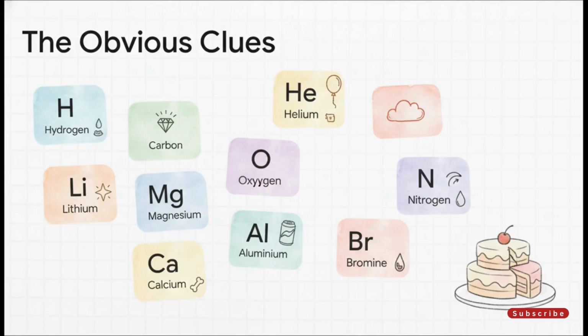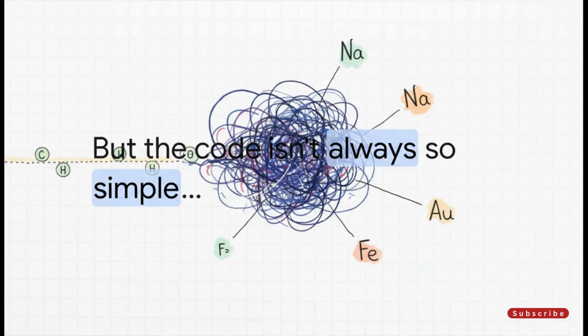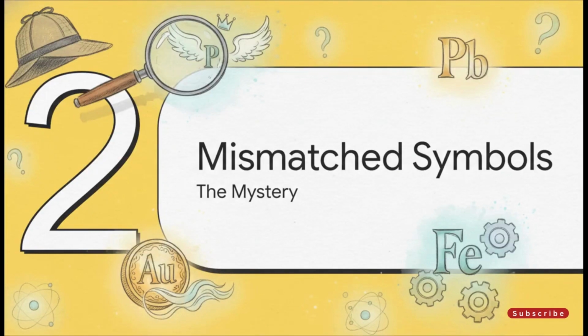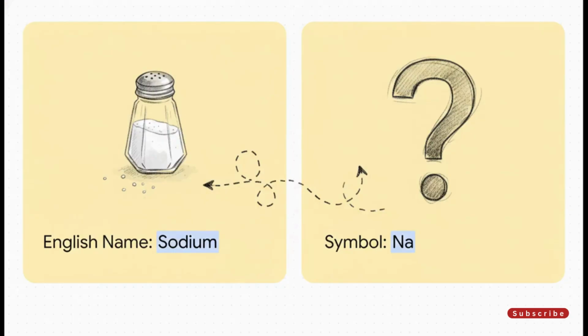So far, so simple. But, of course, just when you think it's that easy, the code throws a major curveball at you. Some symbols, well, they seem to have absolutely nothing to do with the element's name. And this, my friends, is where the real mystery begins. So welcome to level 2, the mystery of the mismatched symbols. It's time to put on our detective hats and investigate some of the weirdest, most confusing clues you'll find on the periodic table.